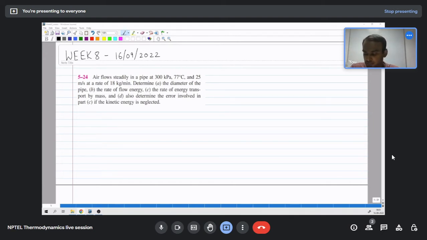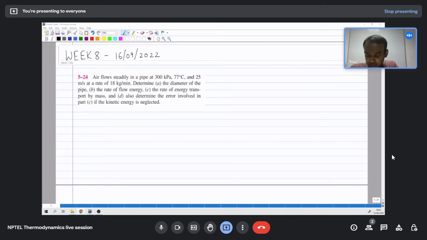Today I have some problems on steady flow energy equation concepts, and then we will move on to the problems based on the second law of thermodynamics using heat engines, heat pump and refrigeration. So moving on to the problem, the first problem is shown on the slide.